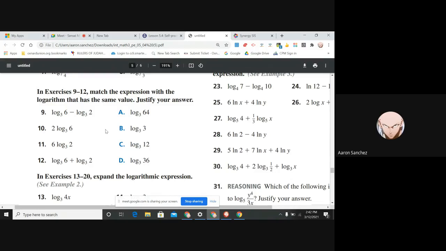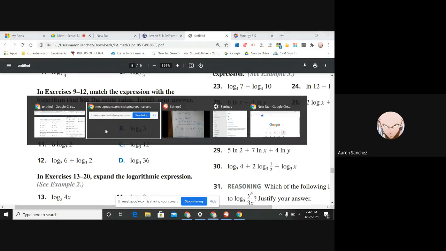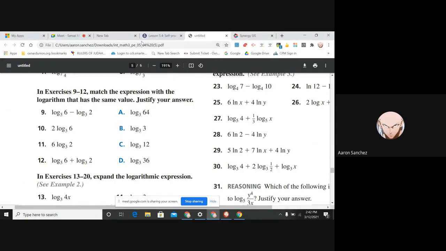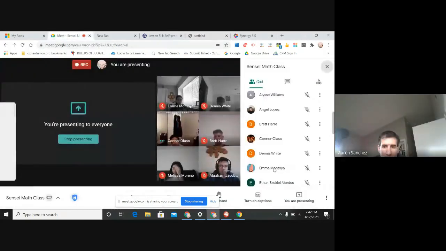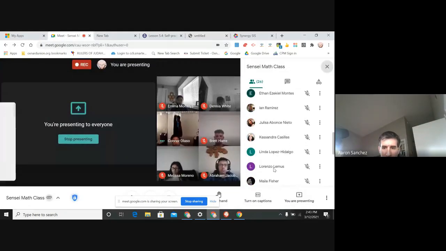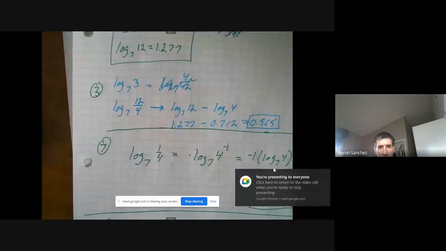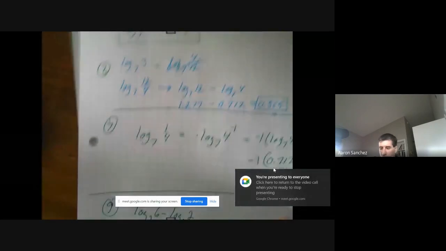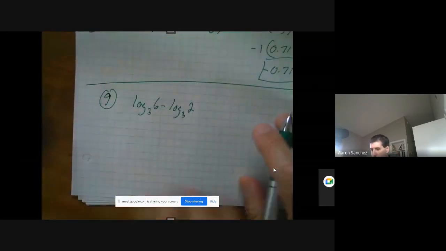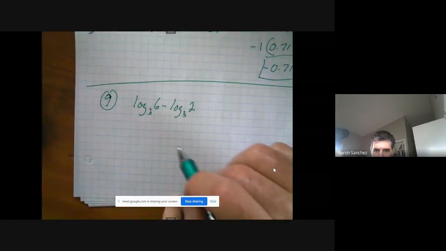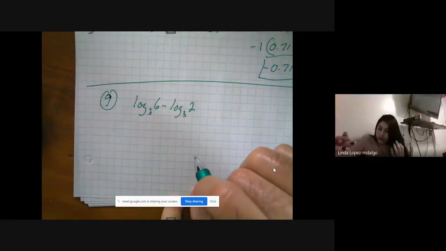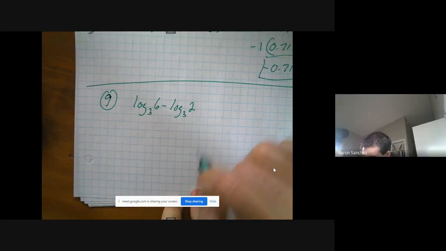You got to match them up. So what rule am I going to use for this? The quotient or the product or the power rule? Which rule am I going to use? What do you think, Linda? The quotient or the product or the power rule for that? The quotient rule? Yeah, very good.